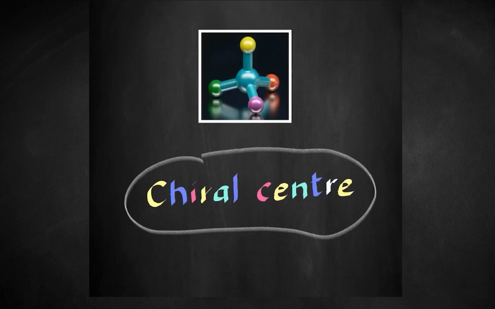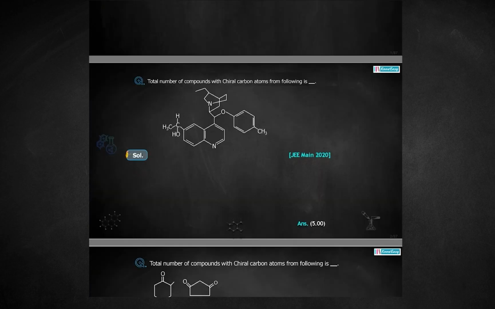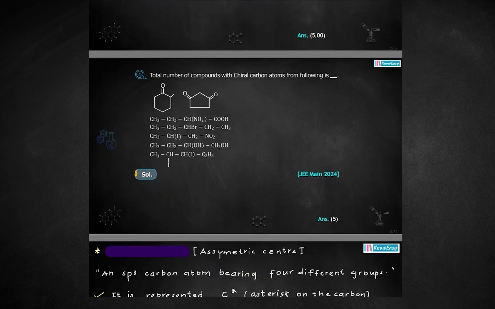Hello dear student, so let's understand a very basic topic of optical isomerism, that is chiral center. See this question, it was asked in JEE 2020: total number of compounds with chiral carbon atom from the following. Then look at this question, it was asked in JEE 2024: the total number of compounds with chiral carbon atom from the following are.